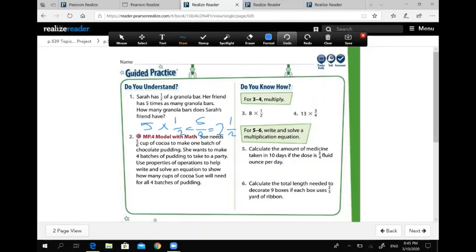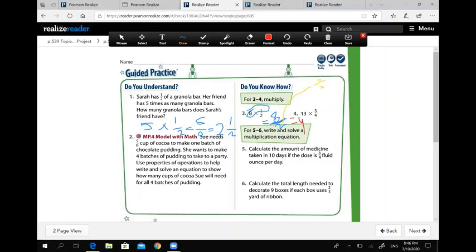8 times 1 over 2. I will multiply the whole number by the numerator, which will give me 8 over 2. As I told you before, this fraction is also a division. So 8 over 2 is 8 divided by 2. If I do not know the answer of the division, I can use decomposition. So 8 divided by 2 equals 4.